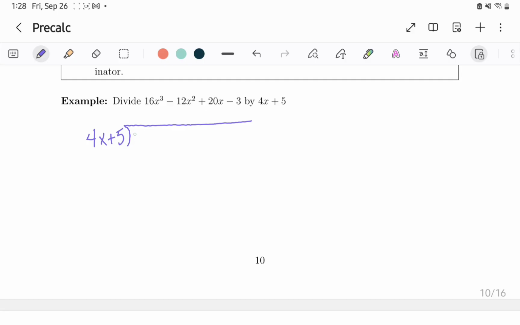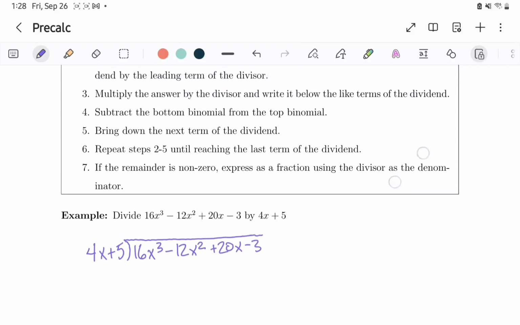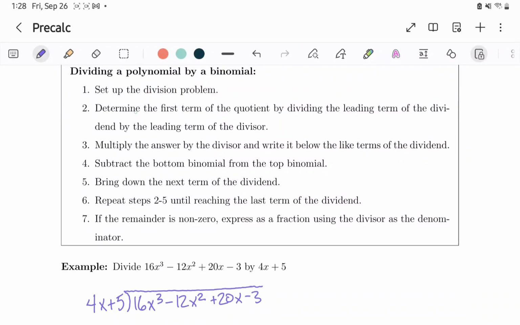And then we will write our dividend, 16x cubed minus 12x squared plus 20x minus 3 right there. And then we're going to form our quotient above. So the first thing we want to check is how many times does 4x go into 16x cubed, right? Because that was step 2. So we want to determine the first term of the quotient by dividing the leading term of the dividend by the leading term of the divisor.